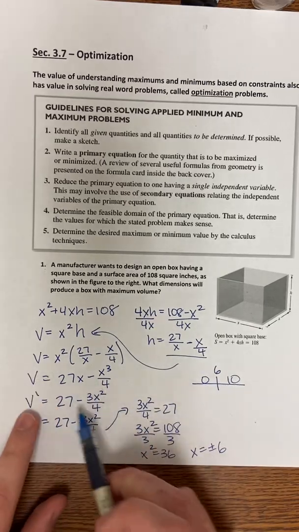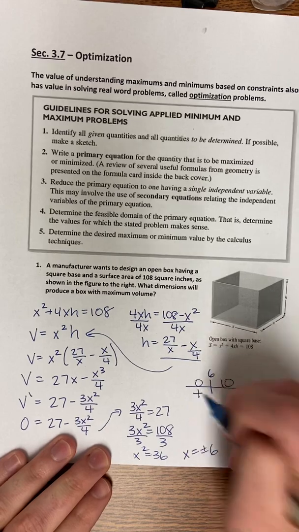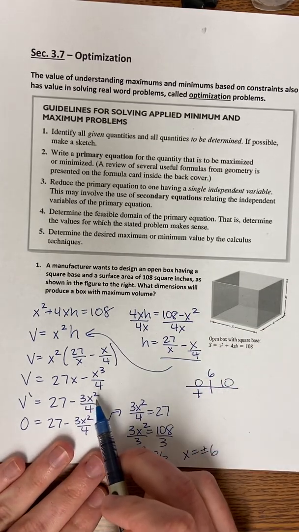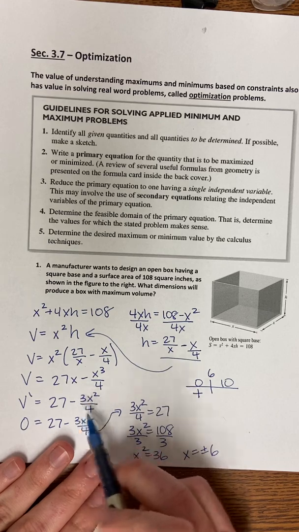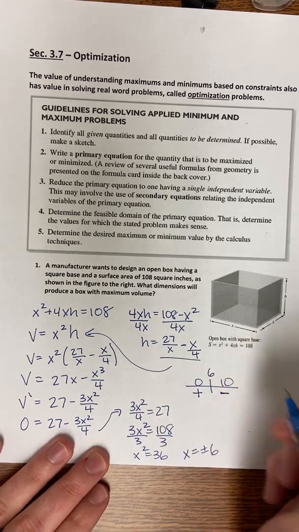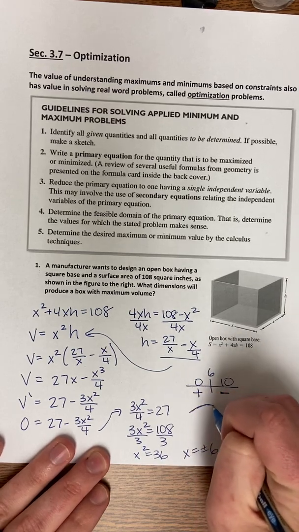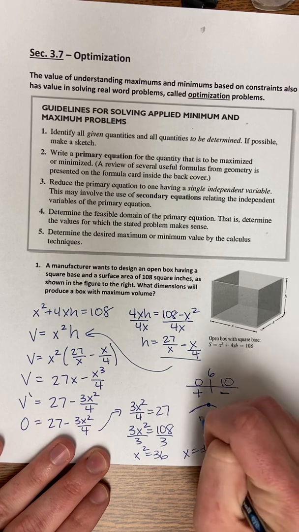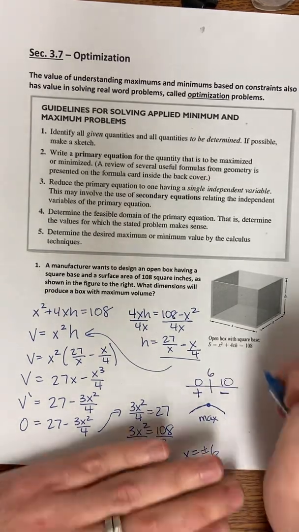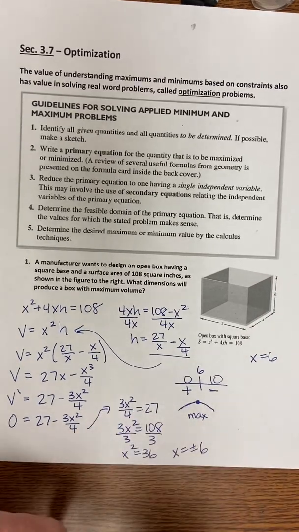If I plug in 0 to my derivative, it would be 27 minus 0, which is a positive number. If I plug in 10, 10 squared is 100. 3/4 of 100 would be 75. 27 minus 75 is definitely negative. So my derivative goes from positive to negative. That's because I'm sitting at a maximum. So it tells me that 6 is a relative maximum. So I know that x equals 6 will help me maximize my volume.